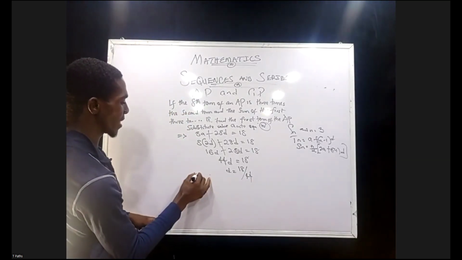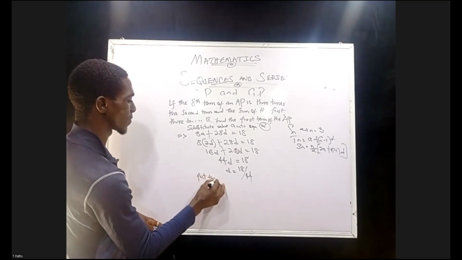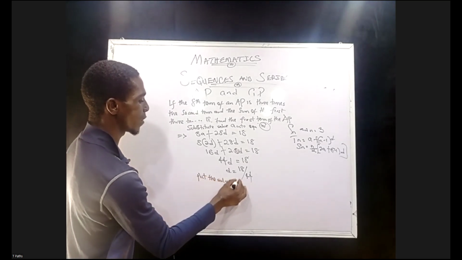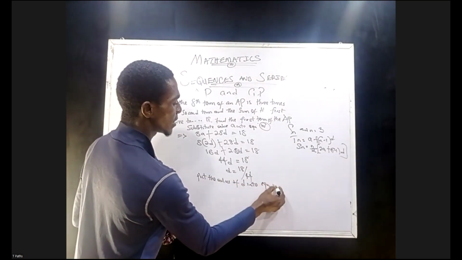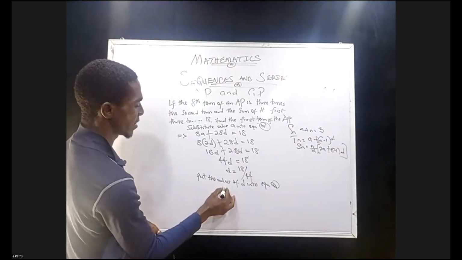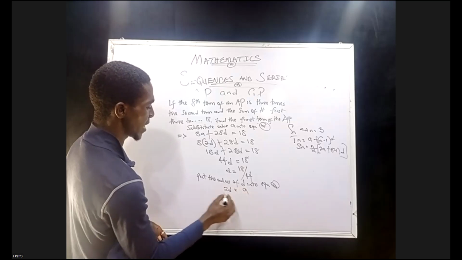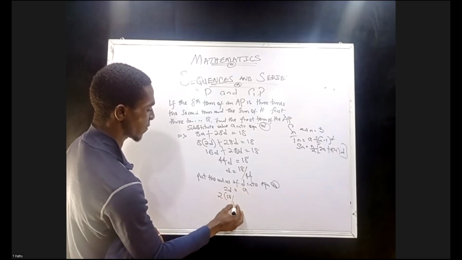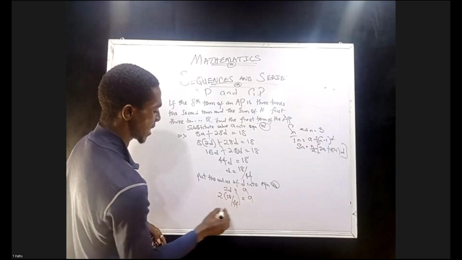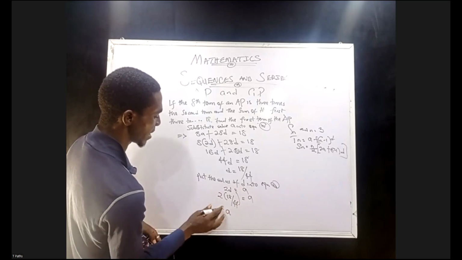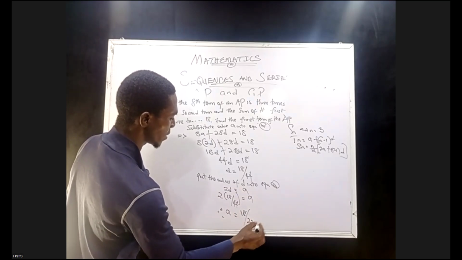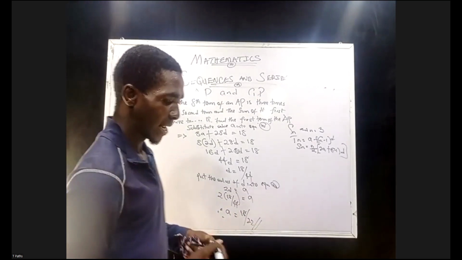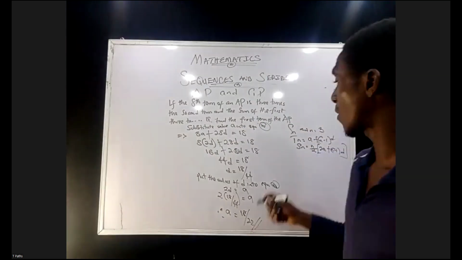So we say put the value of d into equation 3 again. Then we say 2d equals a. 2 times 18 over 44 equals a. Then here we have a. Therefore, a equals 18 over 22. Final answer. Class, I've been able to solve that question.